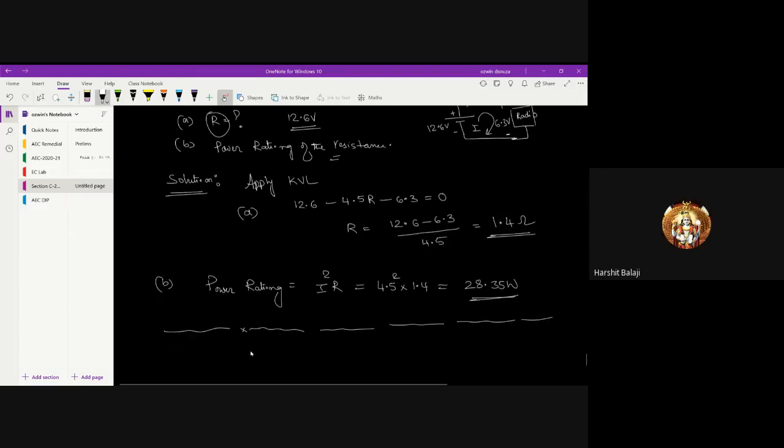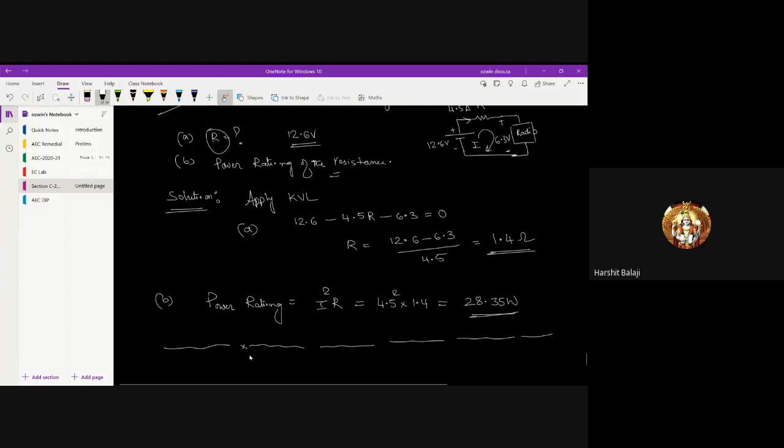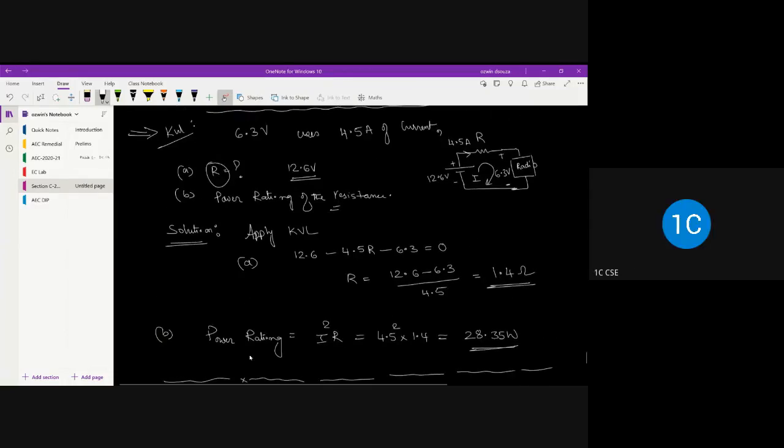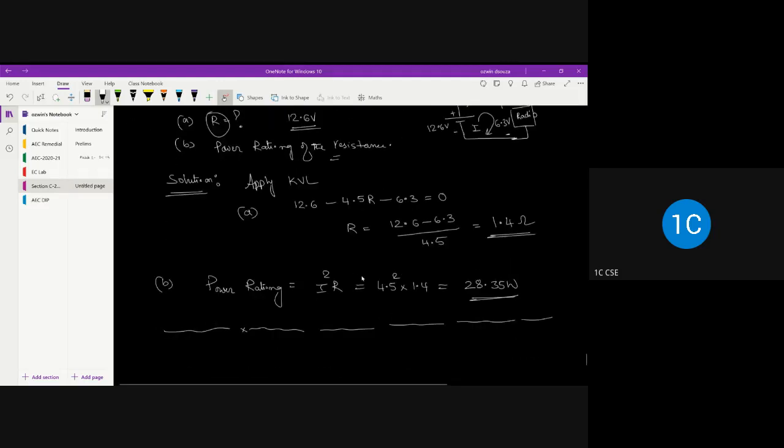But power rating, they usually show it with 28.35, comma the voltage, no sir? Okay, if that is the case, what you have to do is find the voltage that appears across this resistor. So either I square into R or V square by R, you'll get the same answer. So this voltage is basically 12.6 minus 6.3. So some voltage you'll get, and that voltage square divided by this resistance value should give you the power rating.